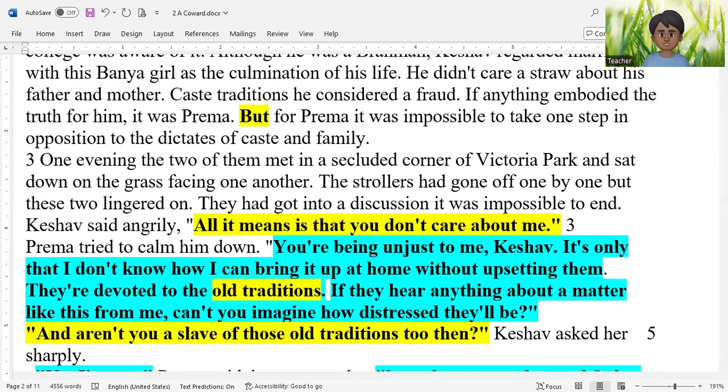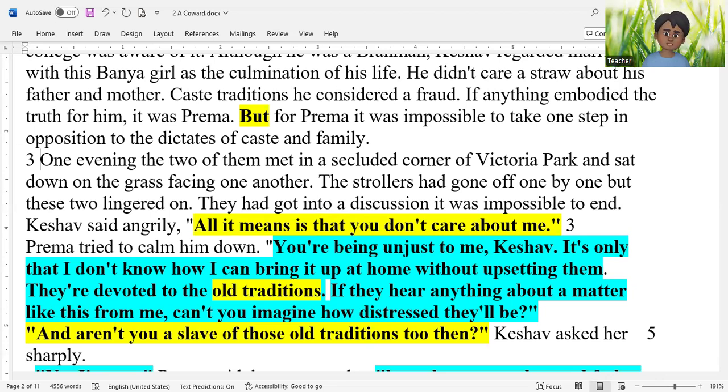One evening, the two of them met in a secluded corner of Victoria Park and sat down on the grass facing one another. Even today, when people are in love, where do they date? Mostly they might be dating in a park. 90 years before also, you can see the two of them are dating in a park in a lonely corner. They sat down on the grass facing one another. The strollers had gone off one by one, but these two lingered on. Now you can easily guess that maybe they were having some discussion or debate. They were looking at each other in silence, perhaps. Everybody had gone, but they were there. They had got into a discussion it was impossible to end.